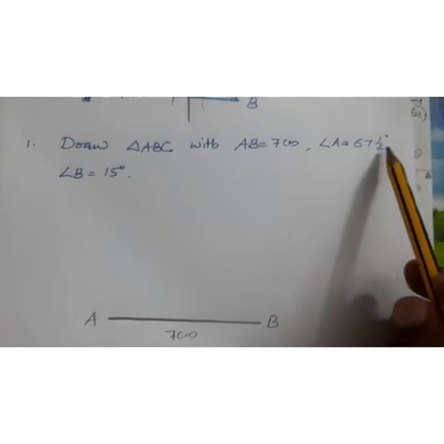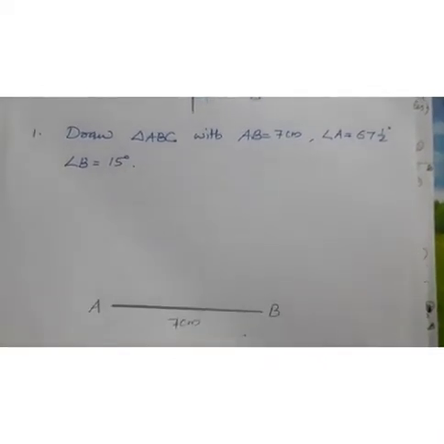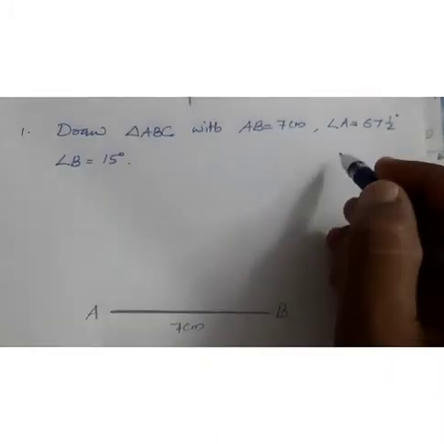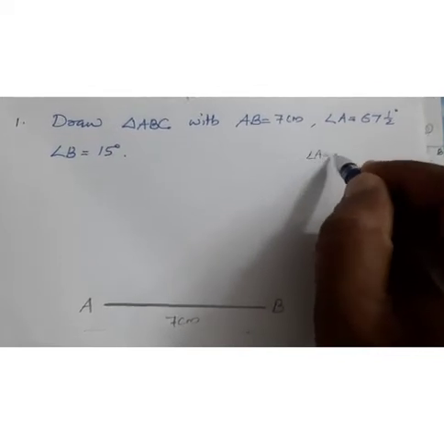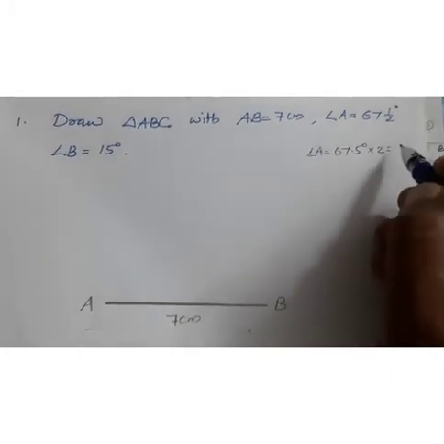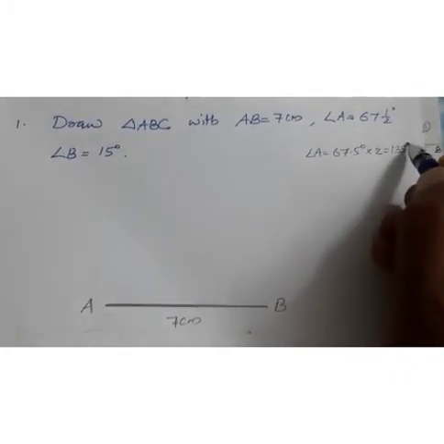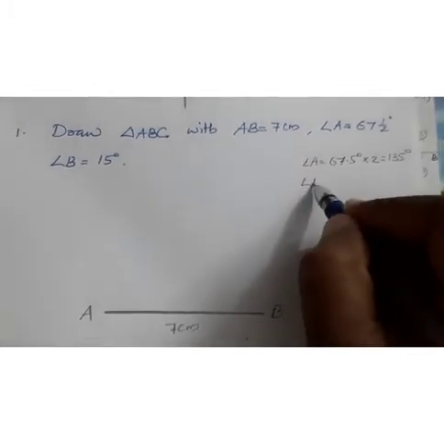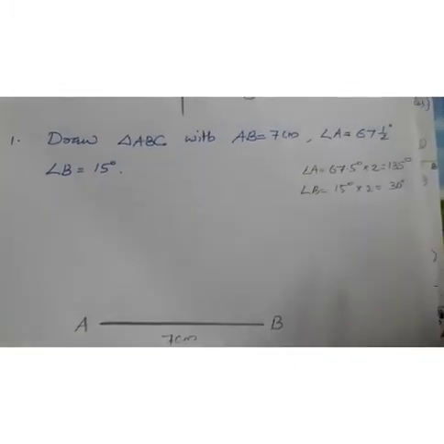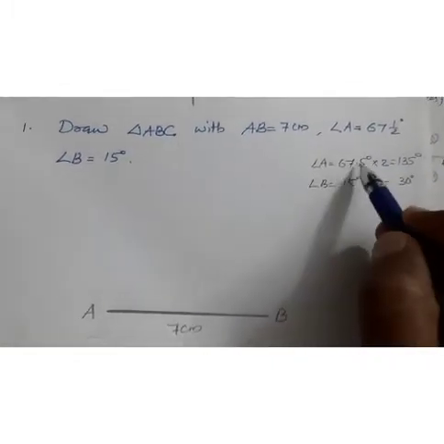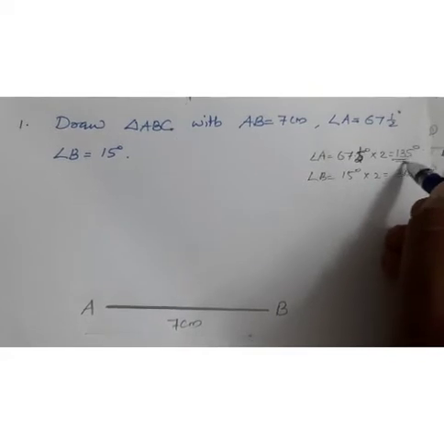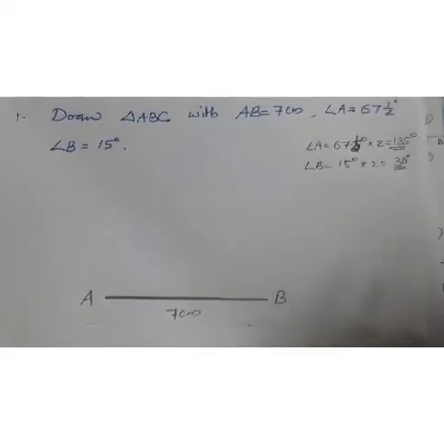Next, angle A is 67.5 and angle B is 15. So you have to find out the angle bisectors for this. So angle A is 67.5 degrees into 2. How much? It is 135 degrees. And angle B is 15 degrees into 2. It is 30 degrees. So take the double of both the angles. 67.5 means 135, and take 30.